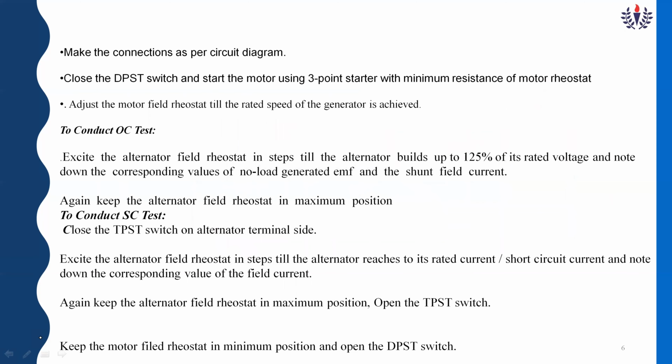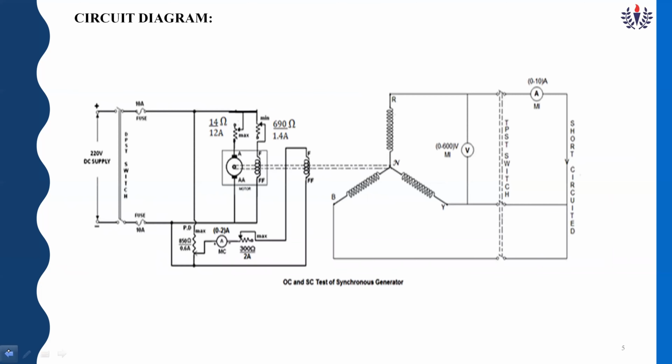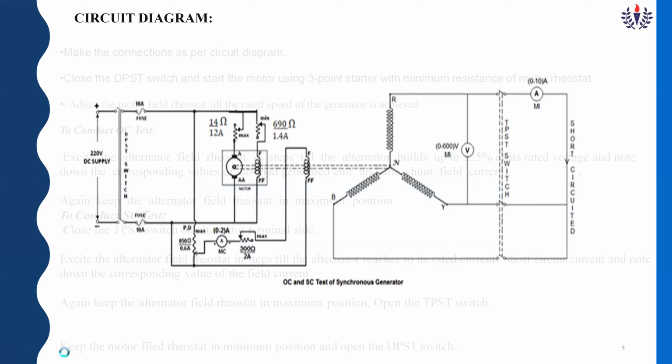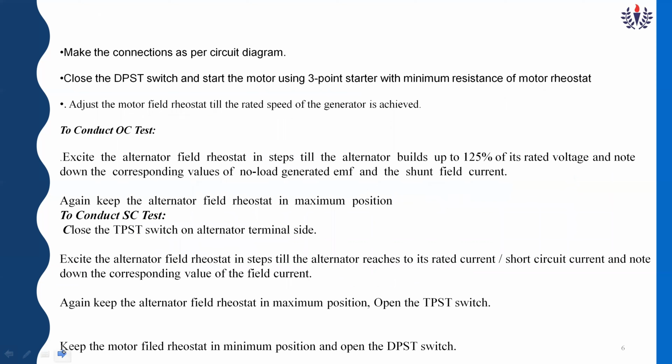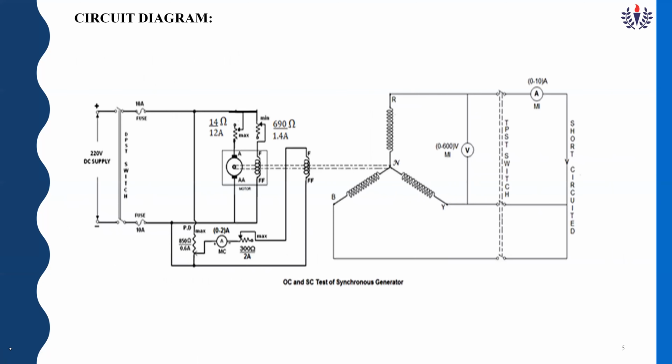Now, what is the procedure? Let me start with the procedure, students. First, make the connections as per the circuit diagram. Next, close the DPST switch. If I go here, I have to close this DPST switch. You can see the DPST switch. Next step is to adjust the motor field rheostat till the rated speed of the generator is achieved. You can see in the circuit, this is your field rheostat, 14 ohms, 12 amperes. You have to adjust that till you get rated speed.